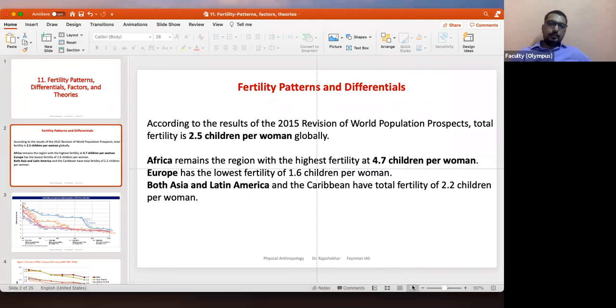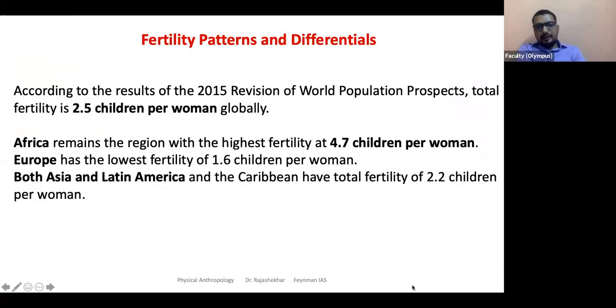The next one I would like to point out is, as per the studies revealed in 2015 related to the World Population Prospects, the total fertility rate, the overall fertility rate in the world, is 2.5 children per woman. So global fertility rate is 2.5 children per woman, meaning every two women can have 5 children. Still high enough, right? Africa remains the region with the highest fertility at 4.7 children per woman. The highest is approximately 5 per woman in Africa.